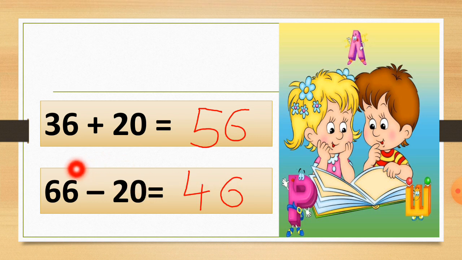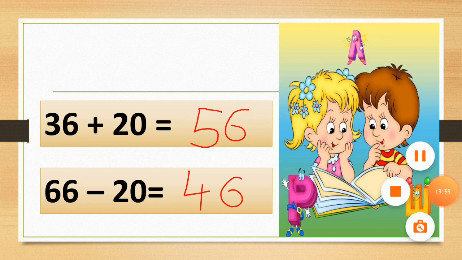So here is our answer: 36 plus 20, you will get the answer 56, and 66 minus 20 is equal to 46. So here is our answer using the shortcut method. So this is how easy it is, and you can solve this sum by yourself without taking help from anybody else. So this is very easy, students.